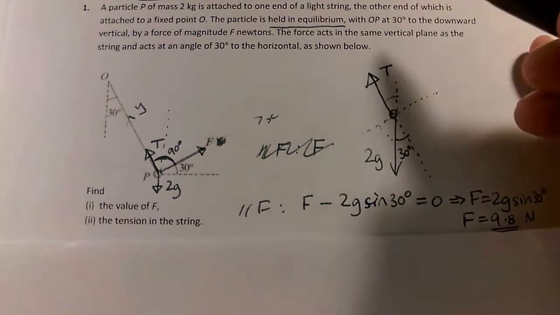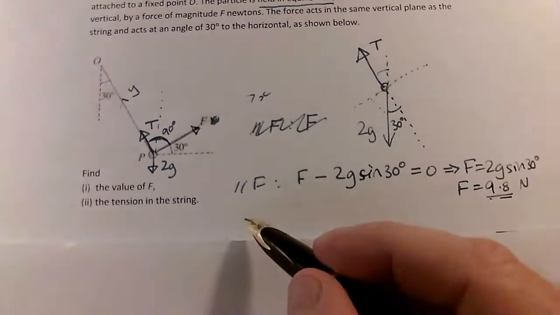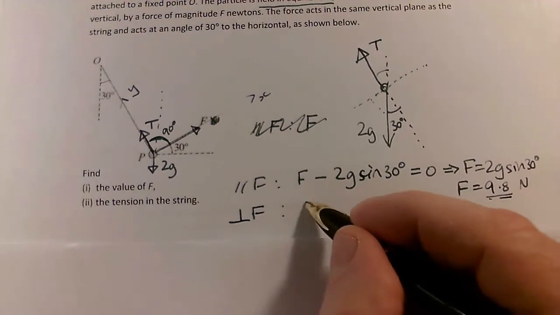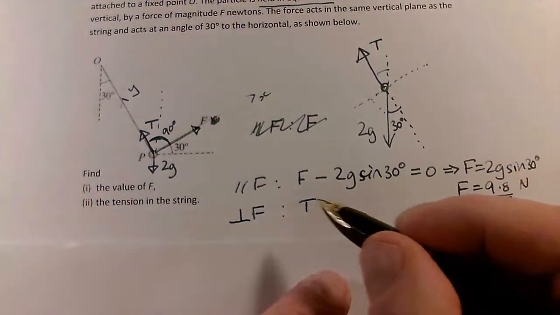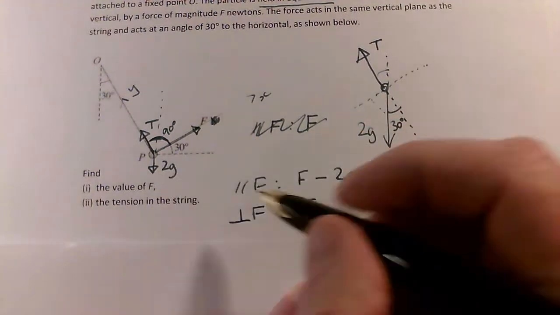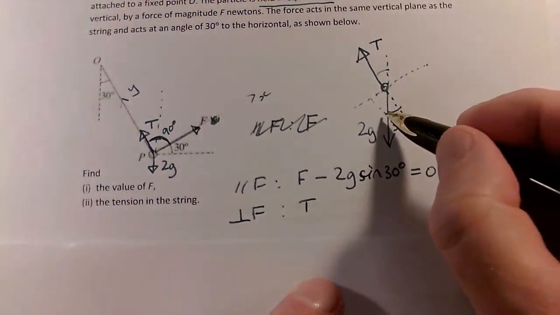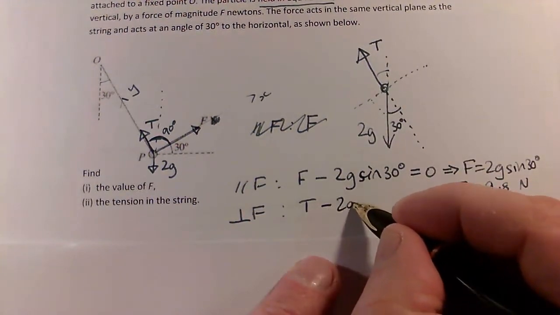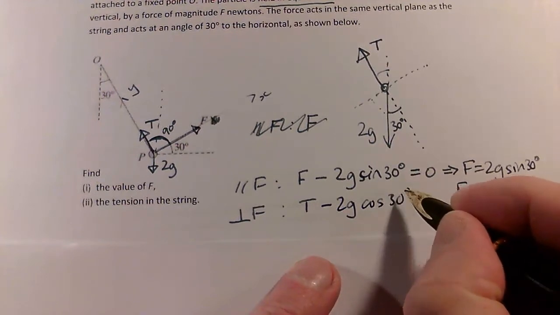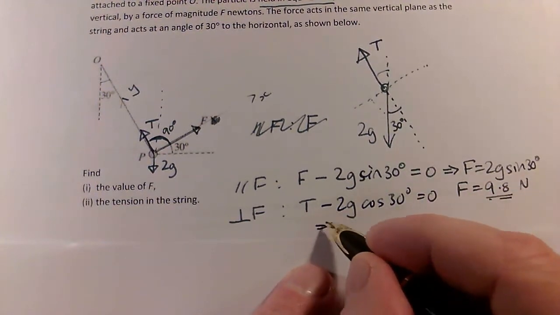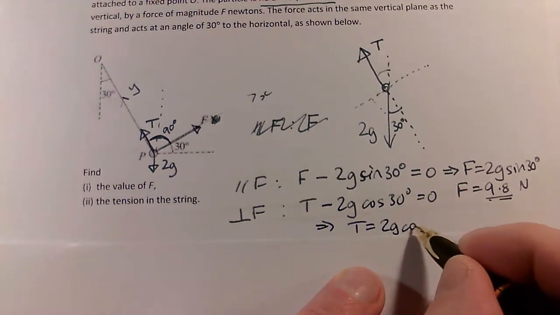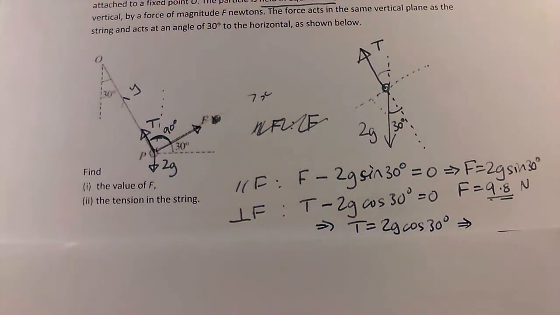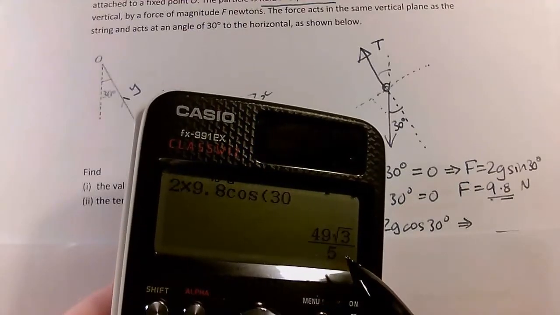All right, and then if I go perpendicular to F, well, T is perpendicular to F, so I'm going to have T, if I take that direction to be positive, and then 2g will have a component in this direction, and this one, the cos, the angle does cuddle up to this direction, so it's going to be minus 2g times cos of 30 degrees, and that's going to equal 0, so that's going to give me that T equals 2g cos of 30 degrees, which my calculator can tell me, and that is... Well, my calculator is giving me this thing in terms of root 3.